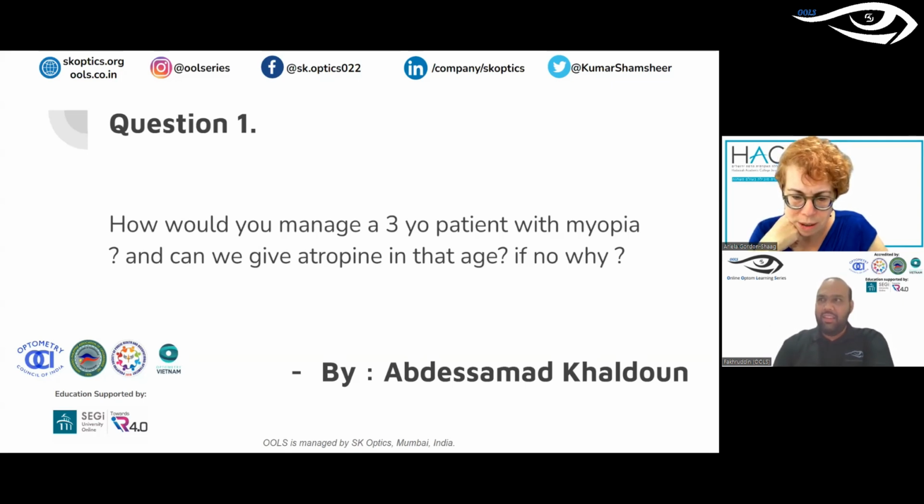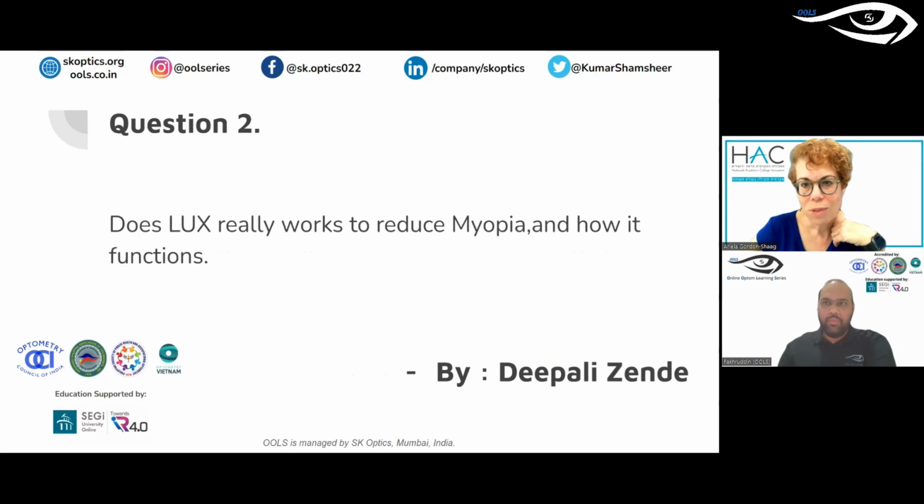Does light really work to reduce myopia, and how does it function? That is a fantastic question. As I said in the beginning, there's lots and lots of good evidence out there that exposure to outdoor light is protective for myopia development. There's not a lot of good research showing why. What's the mechanism? That's like a $1 million question. That's right. And now I think with the newer research coming out on low light level red light therapy and things like that, it could be red light. It could be 100%. Yeah.